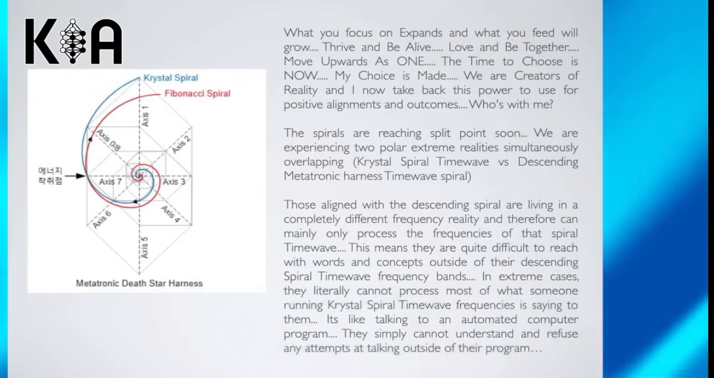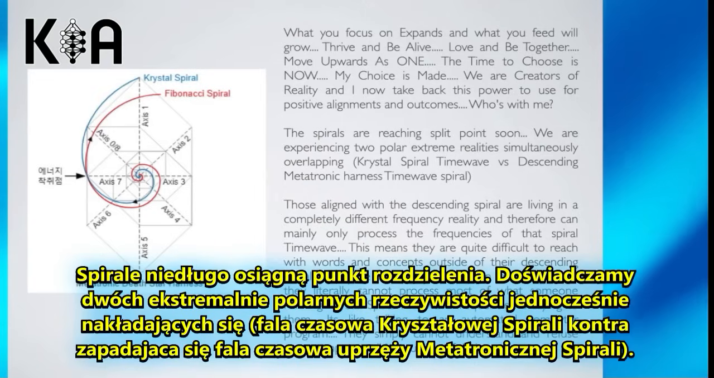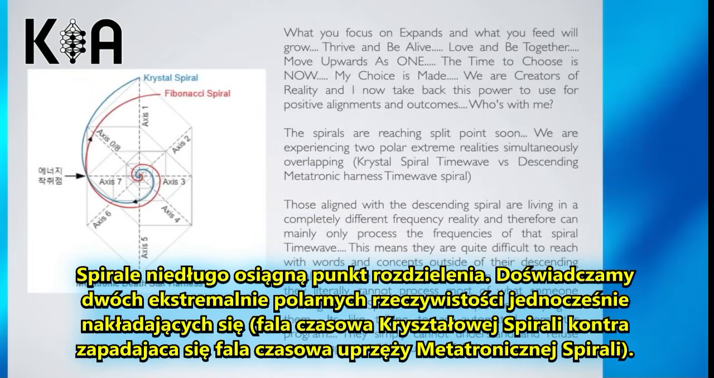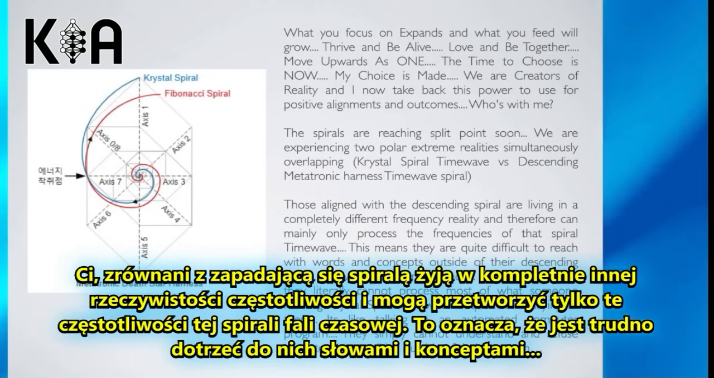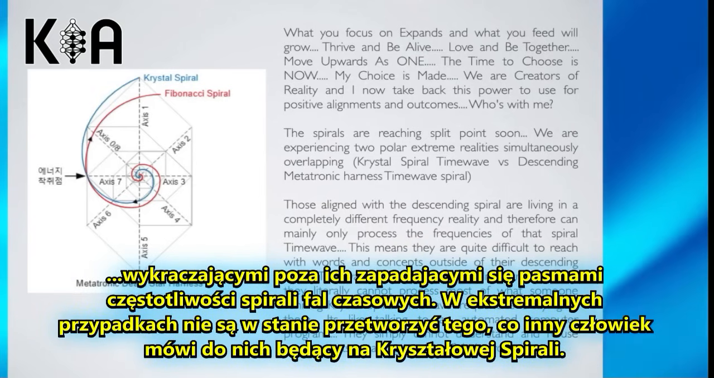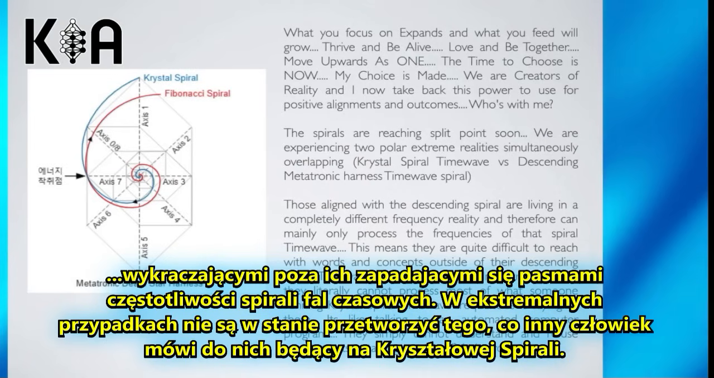I mean, come on. The spirals are reaching the split point soon. We are experiencing two polar extreme realities simultaneously overlapping: the crystal spiral time wave versus the descending Metatronic harness time wave spiral. Those aligned with the descending spiral are living in a completely different frequency reality, and therefore can mainly only process the frequencies of that spiral time wave that they're on. This means they are quite difficult to reach with words and concepts outside of their descending spiral time wave frequency bands. In extreme cases, they literally cannot process most of what someone running crystal spiral time wave frequencies is saying to them.